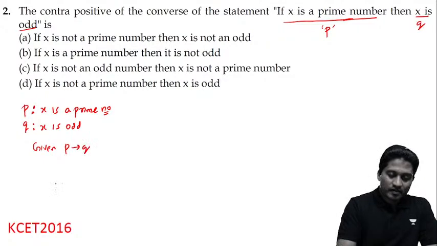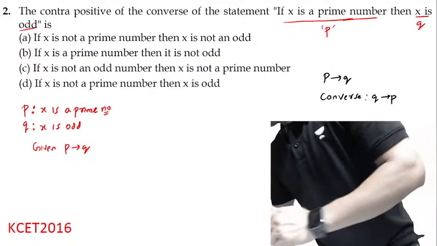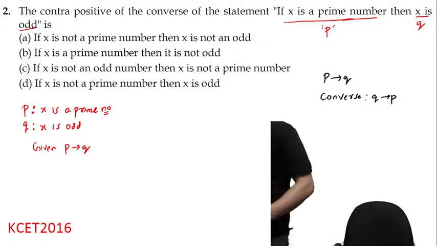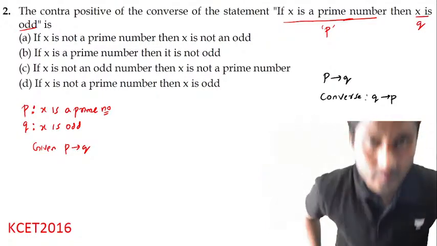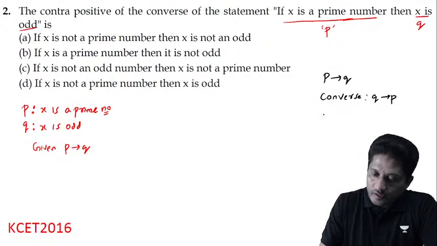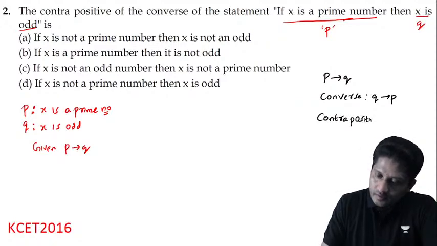p implies q. Right, now see, whenever you have the given statement p implies q, converse will be equal to q implies p, and contrapositive will be negation q implies negation p.